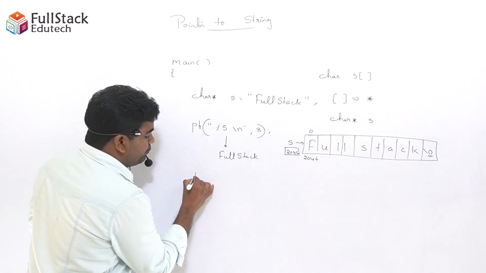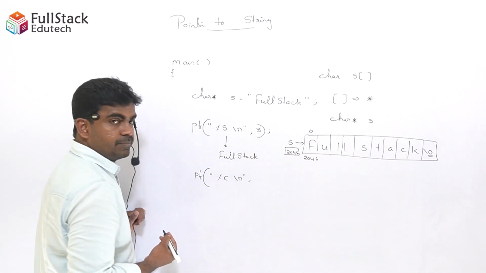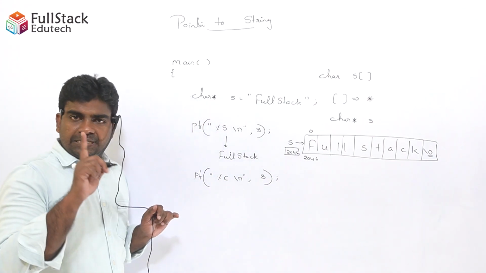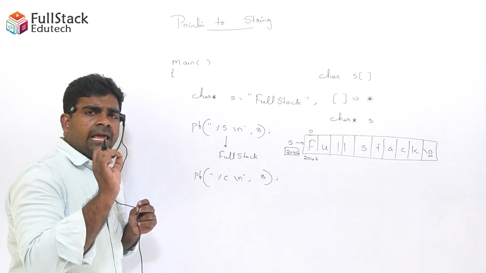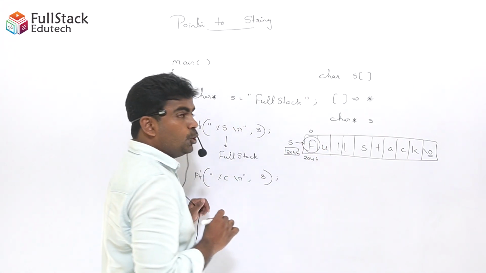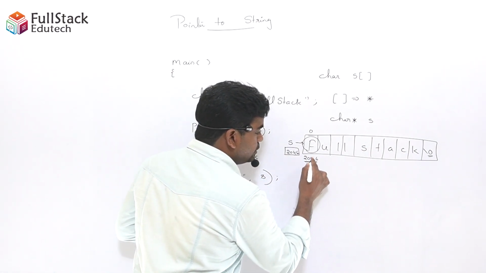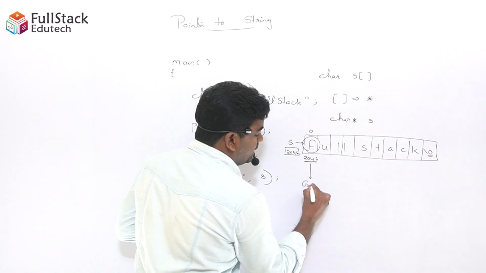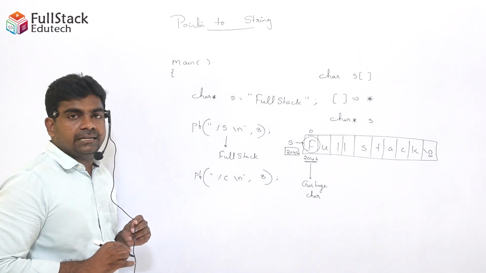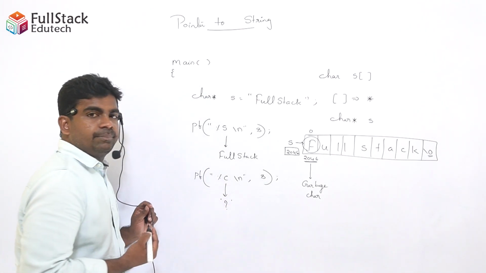But see, if you are printing like this, printf percentage c, a single character, and you display s, everyone thinks that s means the first character will print. No. s holds this 2046. This 2046 integer value's corresponding garbage character, simply to say an unexpected character, it will display. Sir, which character will it print? We don't know. Some character it will print.